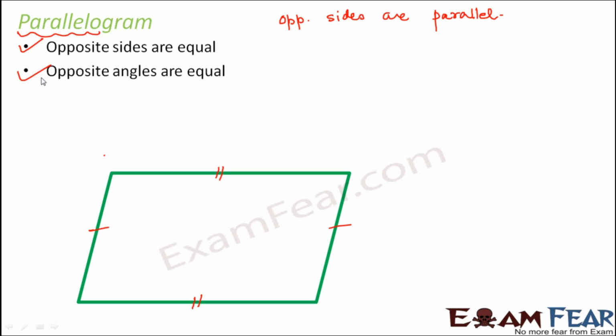Opposite angles are also equal. So let's name the parallelogram. Let's say ABCD is a parallelogram. So which would be the opposite angle of A? Angle C would be opposite of A.